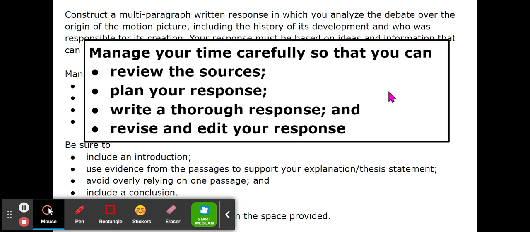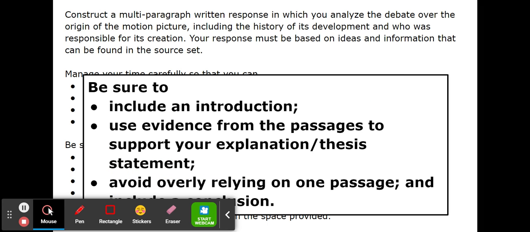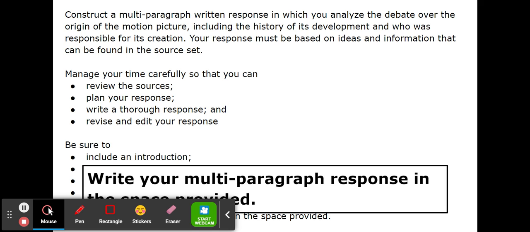The second paragraph asks you to manage your time carefully so that you can review your sources, plan your response, write a thorough response, and revise and edit your response. The third paragraph says, be sure to include an introduction, use evidence from the passages to support your explanation/thesis statement, avoid overly relying on one passage, and include a conclusion. Finally, the last paragraph asks you to write your multi-paragraph response in the space provided.